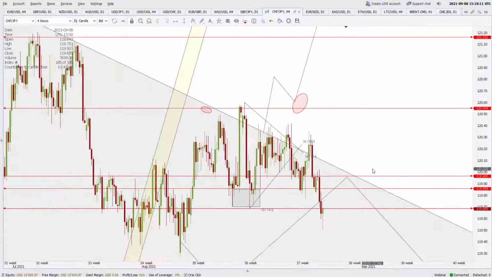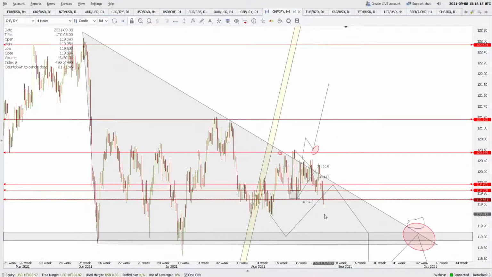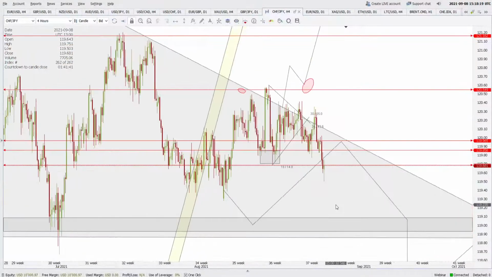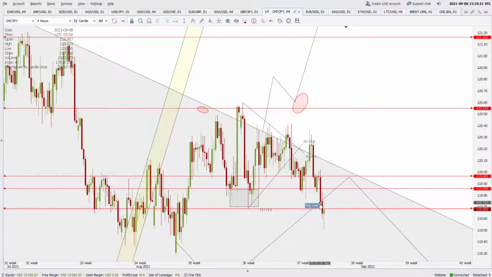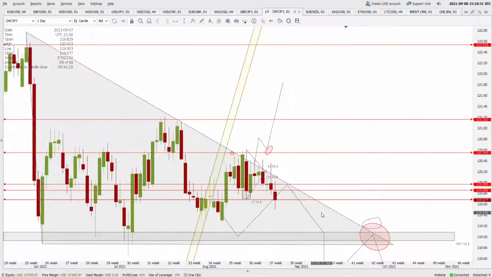CHF JPY, based on this pattern here, it seems like the price is now going back to this base of 119 again. Since it has already closed yesterday below this horizontal level of 119.68, and today it is facing resistance at this, sorry, it is 4 hour, I should not be talking.